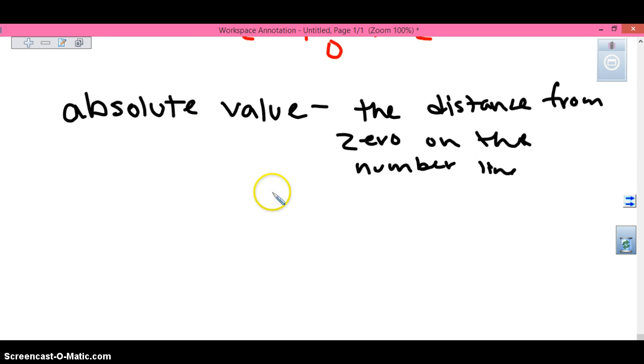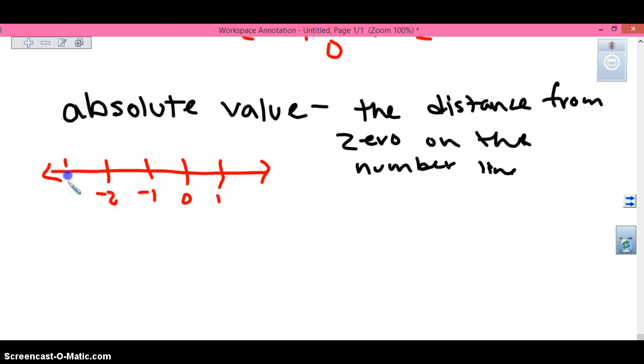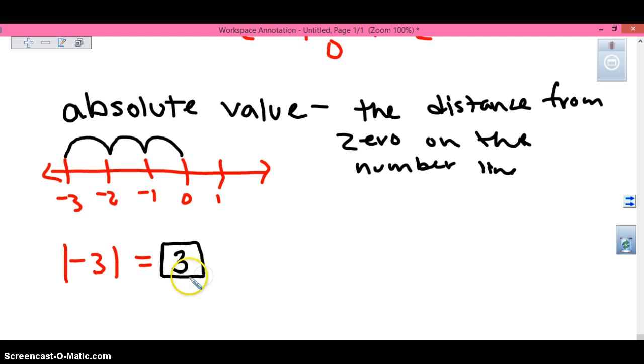Absolute value is the distance from 0 on the number line. So that means that if we want to find the absolute value of negative 3, the distance from 0 to negative 3 on the number line is 1, 2, 3. So the absolute value of negative 3 is 3. What would be the absolute value of 1? 1. The distance from 0 to 1 on the number line is 1.